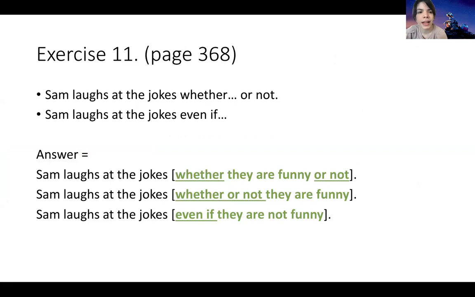So exercise number 11. Sam laughs at the jokes whether or not. Sam laughs at the jokes, even if. So they want us to create our own sort of creative sentences. So Sam laughs at the jokes whether they are funny or not. So look at how whether or not is split here, and they are funny is in the middle. So the subject and the predicate is in the middle, and it's kind of housed by our phrase whether or not, and the component in brackets is our adverb clause.